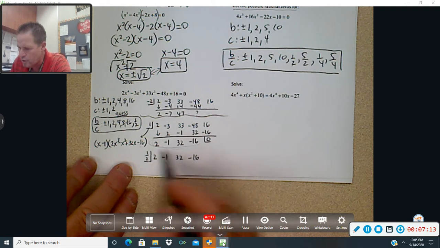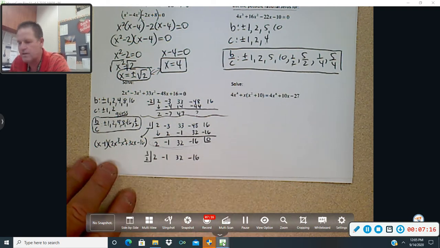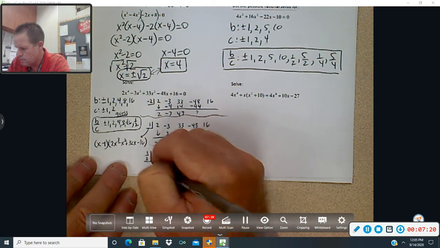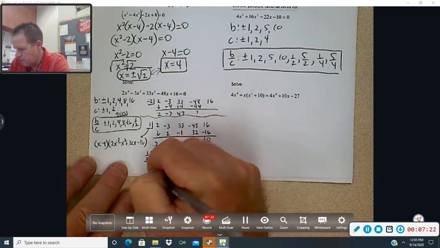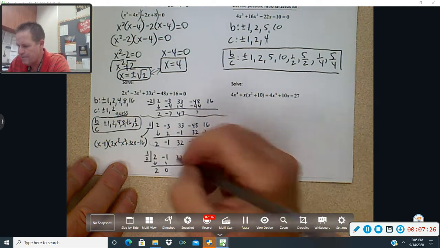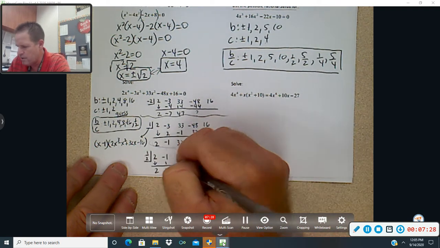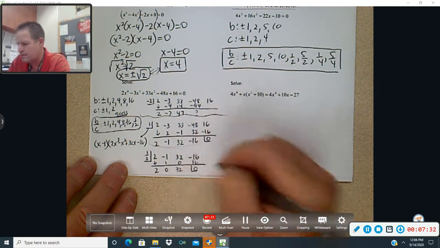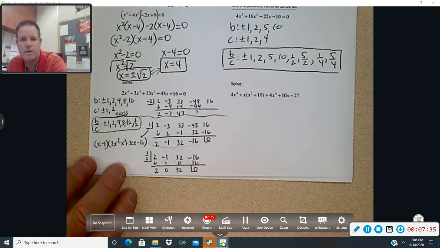So our new cubic, we've got a factor here. And again, I know that 1/2 works. Bring down the 2. Half of 2 is 1, that gives us 0. Half of 0 is 0, gives us 32. Half of 32 is 16, and as I told you, the remainder would be 0. Okay, now what that tells you is this.